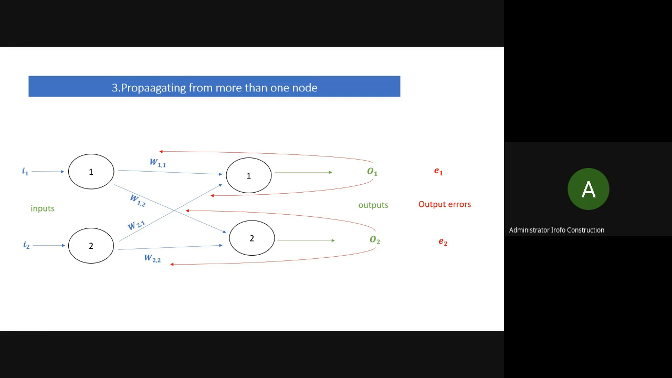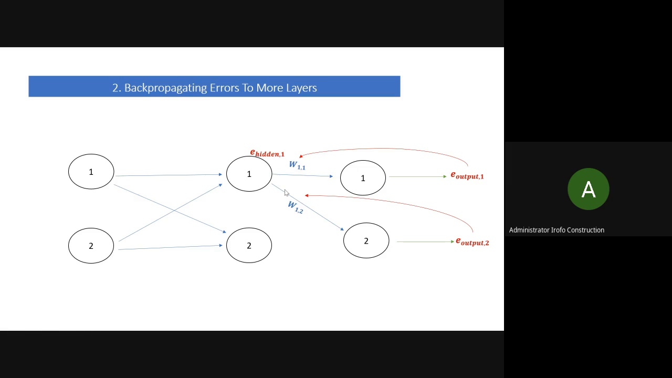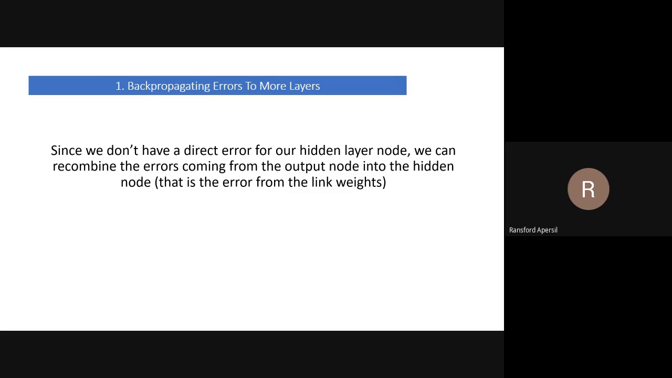So let's just continue and see what we can do about it. Since we don't have a direct error for our hidden layer node, we can recombine the errors coming from the output node into the hidden node. That is the error from the link weight. Do you understand what this one is trying to say? Please go back again.